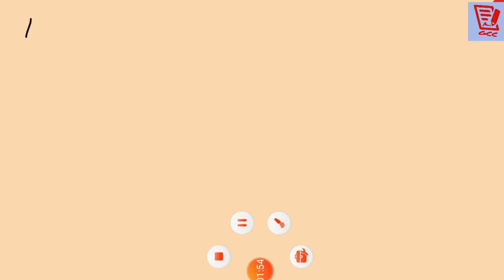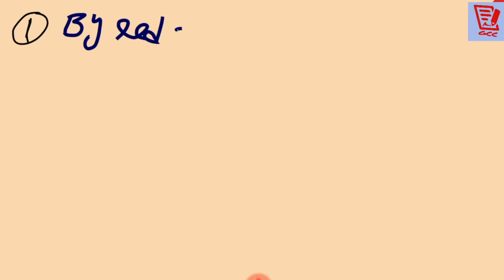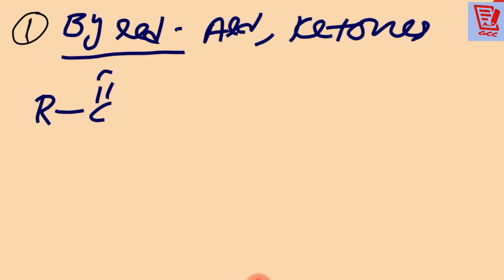You please see all of it. Number one, by the reduction of aldehyde and ketones, by reduction of aldehyde or ketone. Students, you see please, all of you. As we know very well, this is the general formula of the aldehyde.